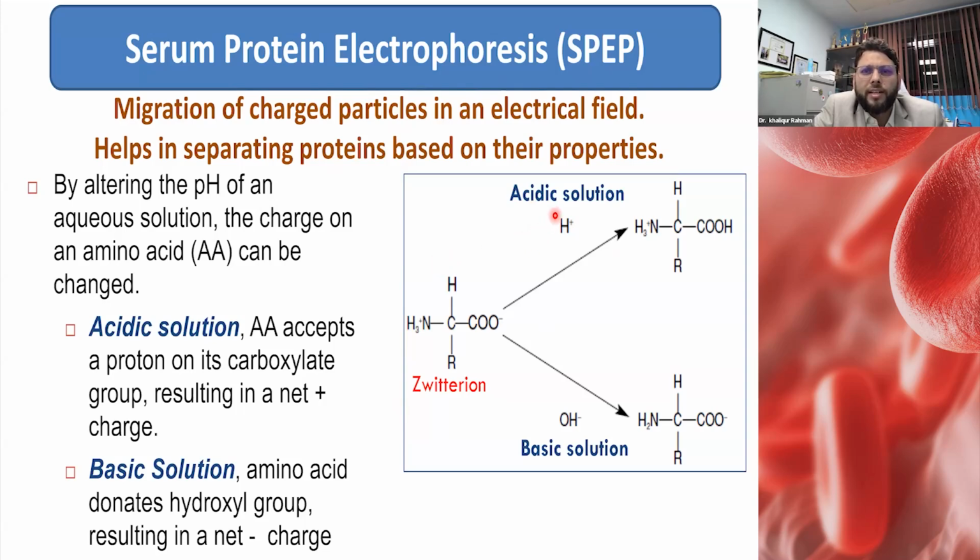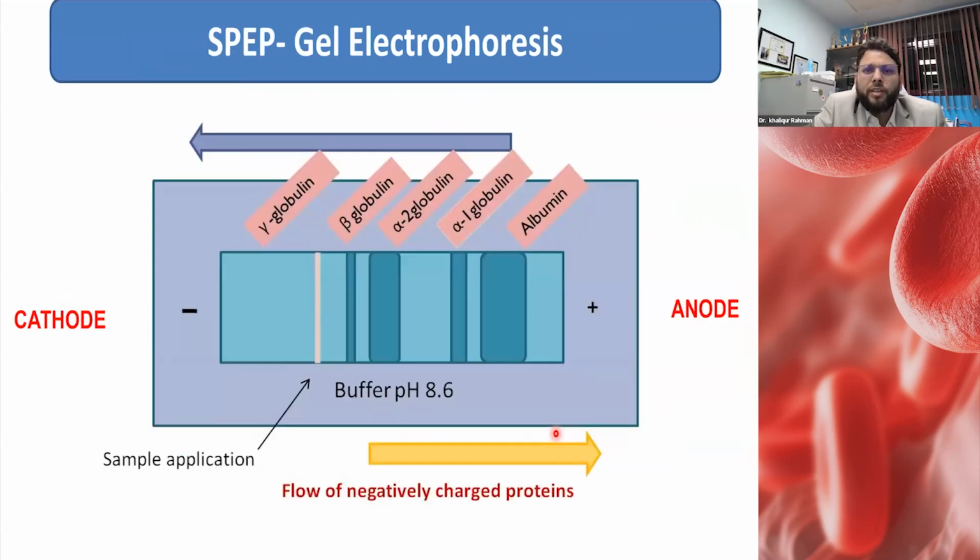In an acidic solution, these amino acids accept hydrogen atoms and become positively charged. In a basic solution, these amino acids release OH and become negatively charged. So in serum protein electrophoresis, we have a buffer with a pH of 8.6. As I told in the previous slide, this pH is alkaline, so it will give the amino acids a net negative charge. So all the immunoglobulins at this pH become negatively charged, although the amount of negative charge present on different components of these proteins is different.